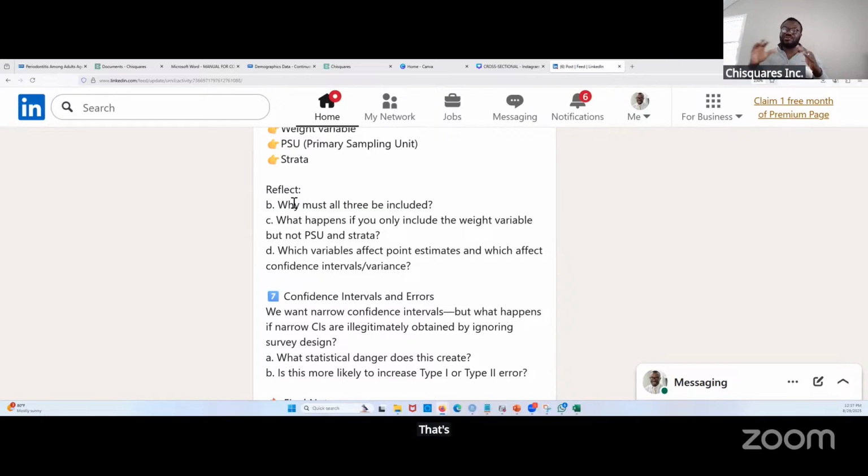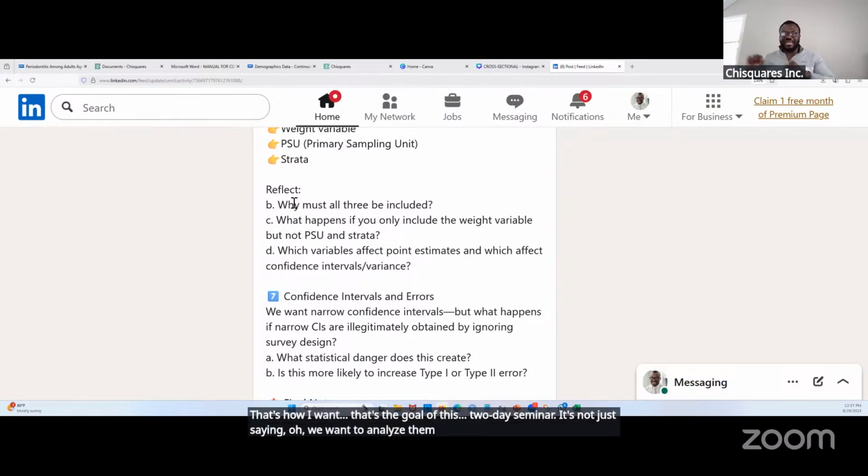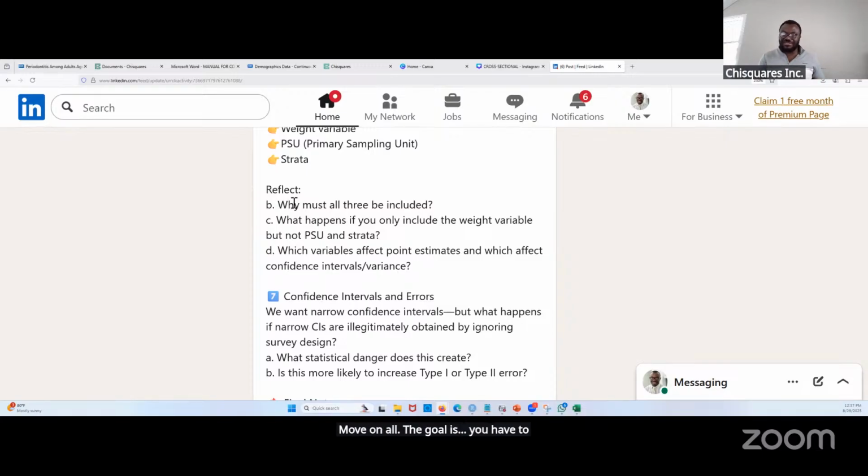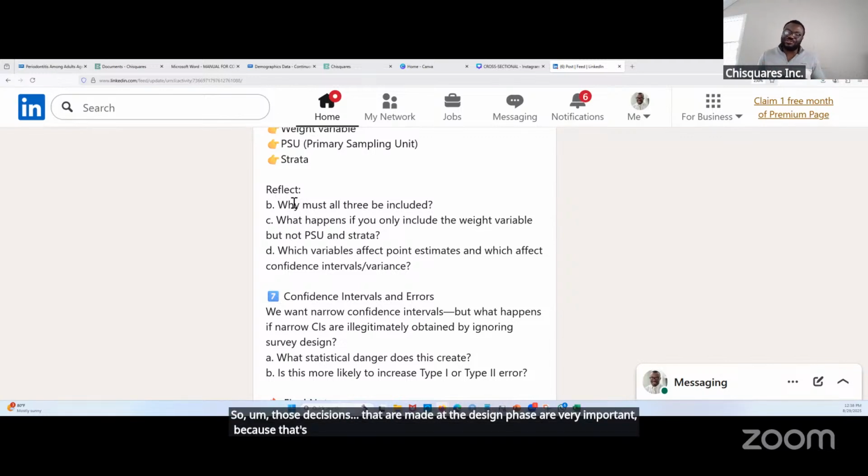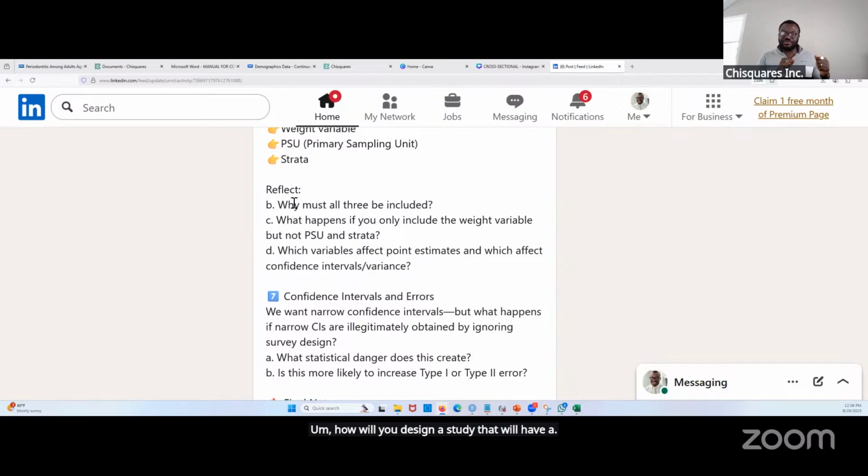That's the goal of this 2-day seminar. It's not just saying, oh, we want to analyze and we just want to grab enhanced data and analyze it and move on. No, the goal is you have to understand the principles of study design, which includes the design of studies. So it's not just taking the data set and analyzing it, but if you were to design it, how will you do it? So those decisions that are made at the design phase are very important because that's what really makes you a methodologist. So how will you design a study that will have a weight and stratum, but not clusters? You can use the last case and build on it.